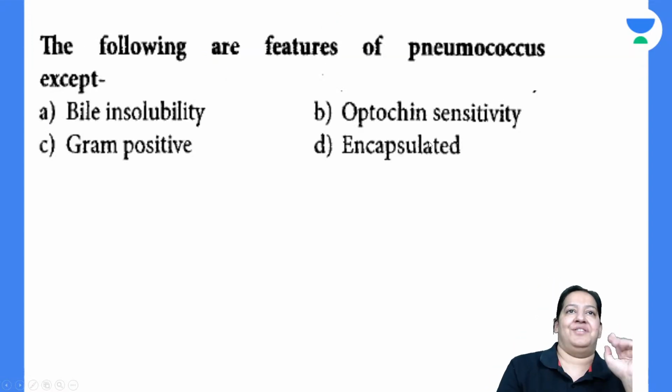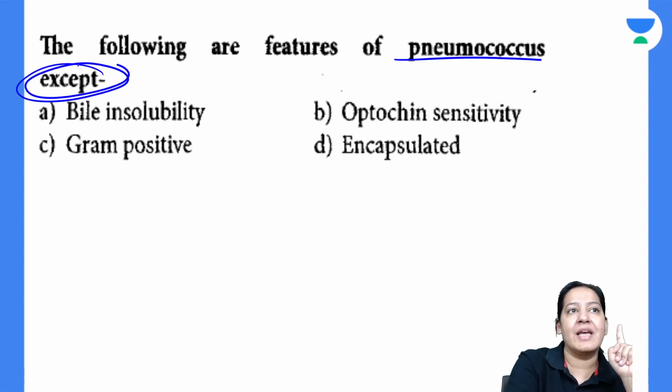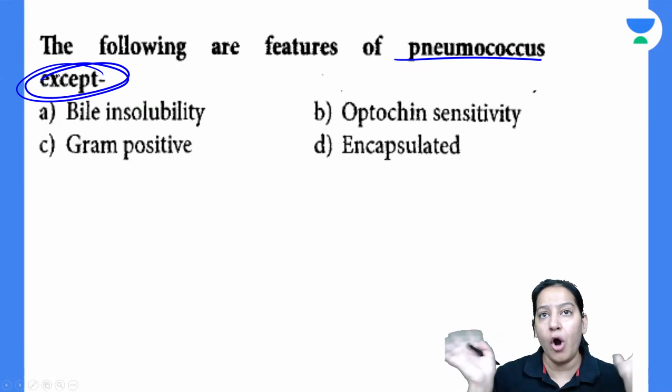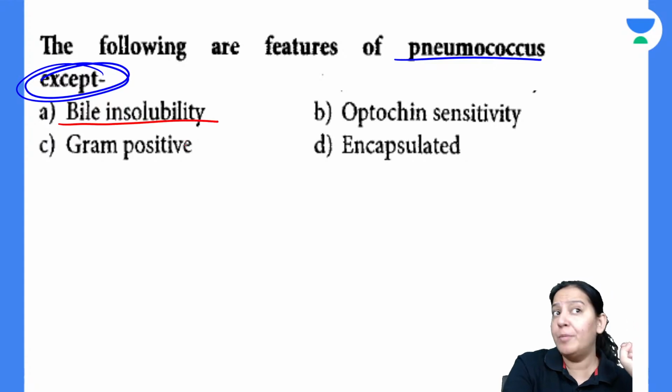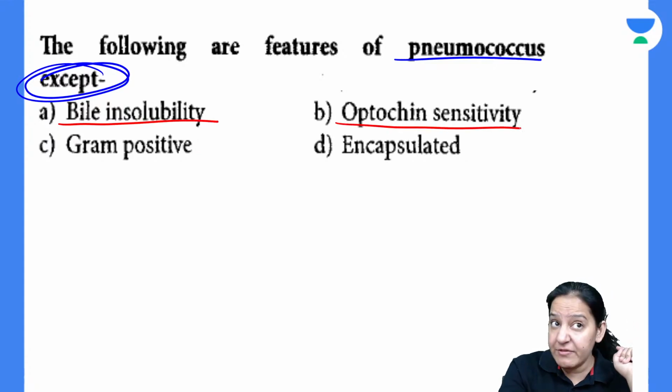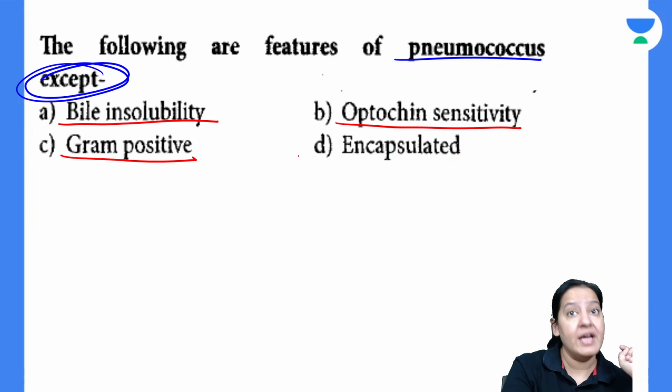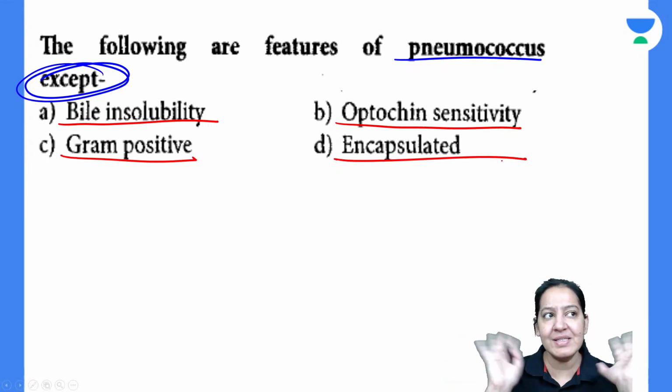Okay. The next question. Which of the following features are of pneumococcus except? I am asking except. So which of the following is not a feature of pneumococcus? Your options are bile insolubility, optochin sensitivity, gram positivity, and encapsulated. Which of the following is not a feature?